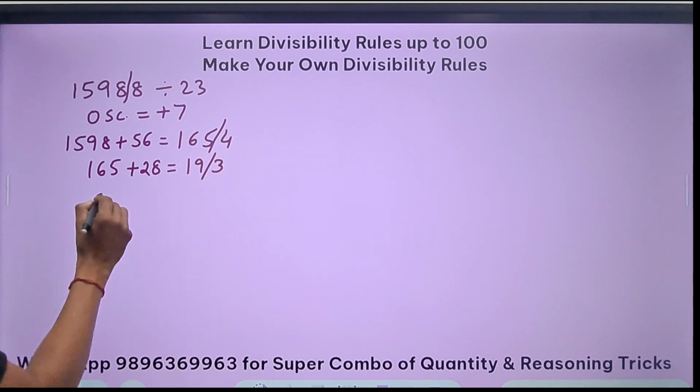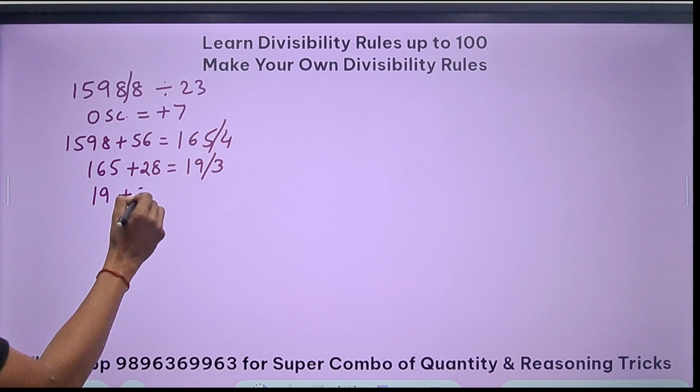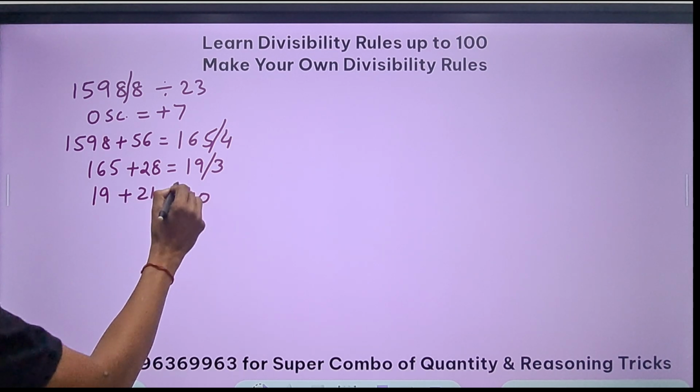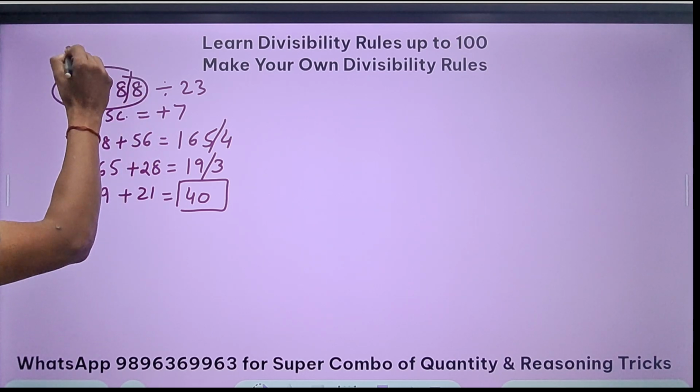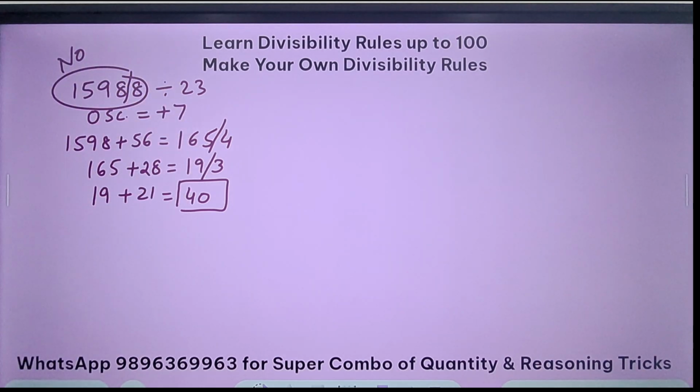193. Separate out once more. 19 plus 7 3s are 21. 40. 40 is not divisible by 23. So this number is not divisible by 23. So we can go on and do some more questions. And finally, I'll take the one which I gave you in the first slide.